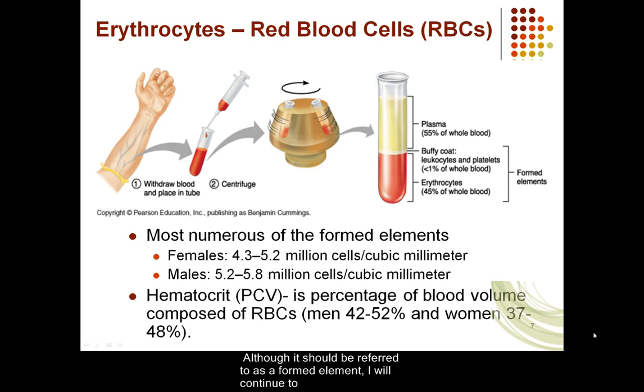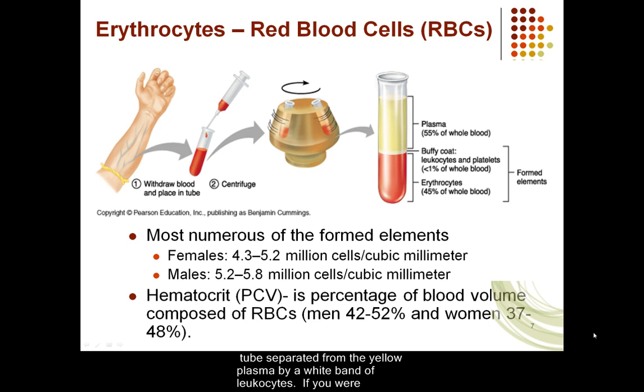Although it should be referred to as a formed element, I will continue to use RBC as it is easier to type. We can measure hematocrit, the percentage of red blood cells with respect to the whole blood volume, by taking a blood sample and spinning it in a hematocrit tube. Look closely at the centrifuge tube shown at the right of the screen. You can clearly see the red blood cells at the bottom of the tube separated from the yellow plasma by a band of white leukocytes.